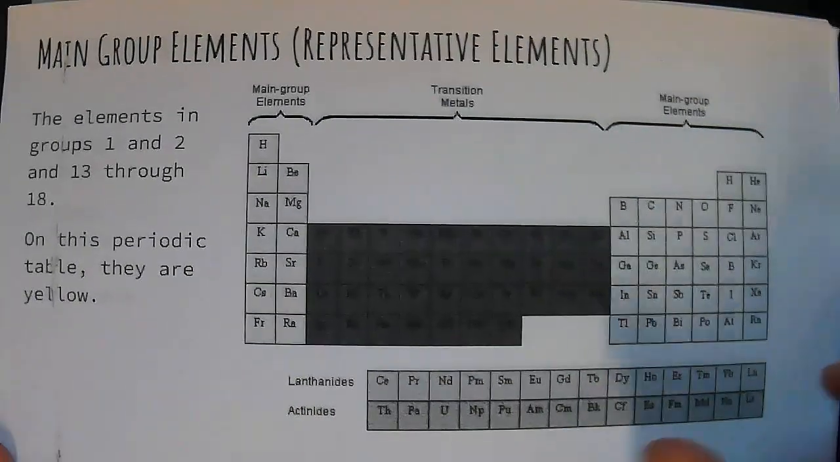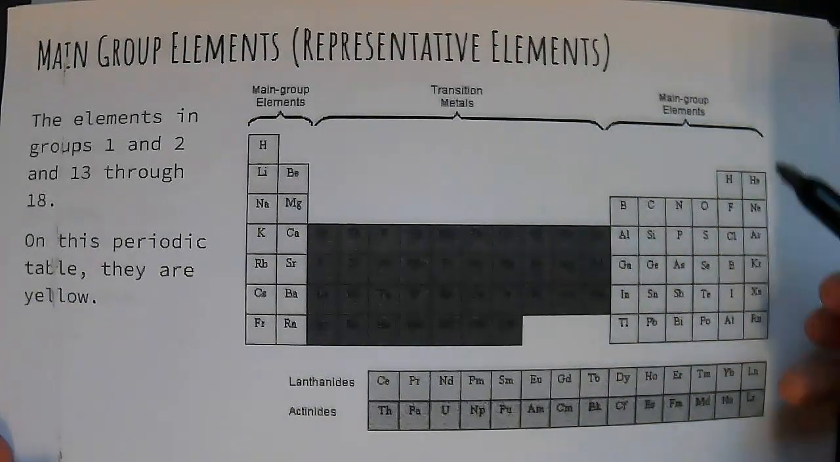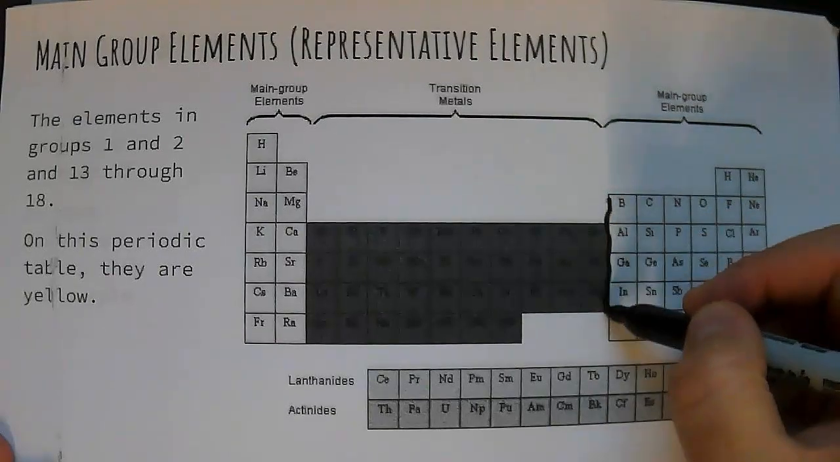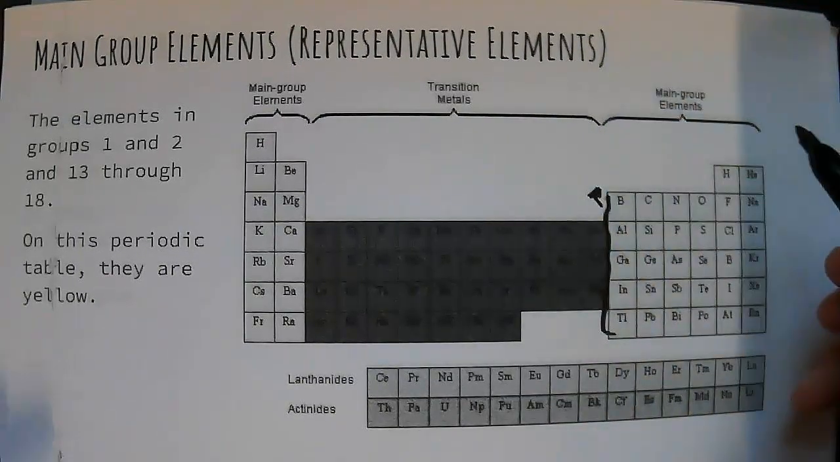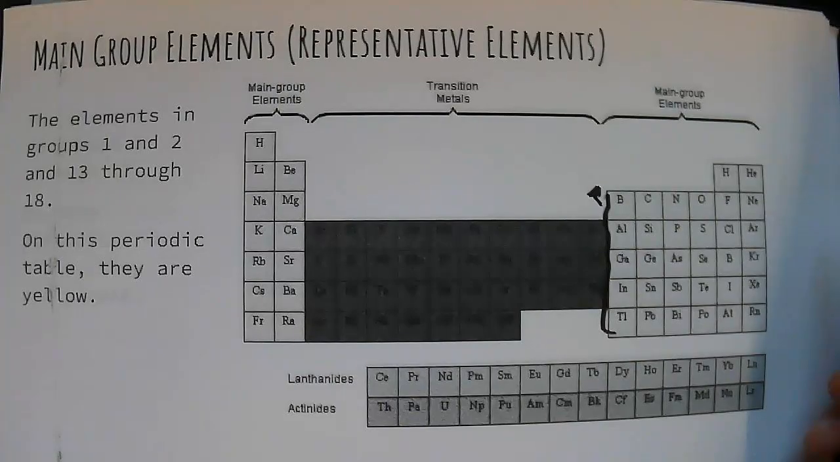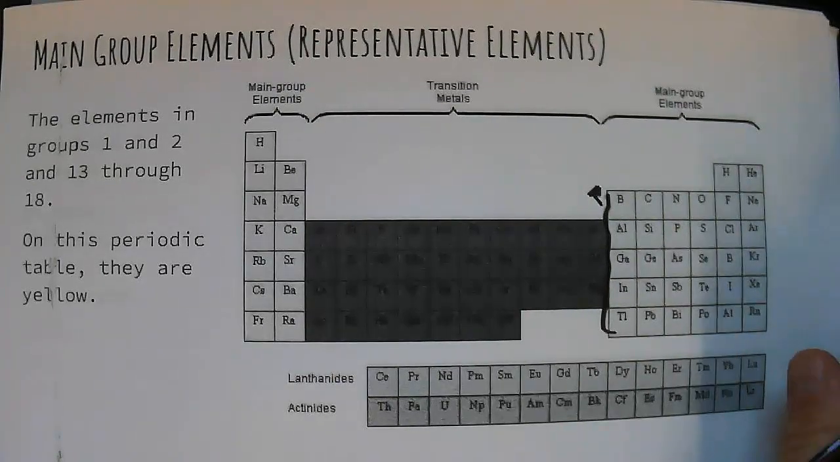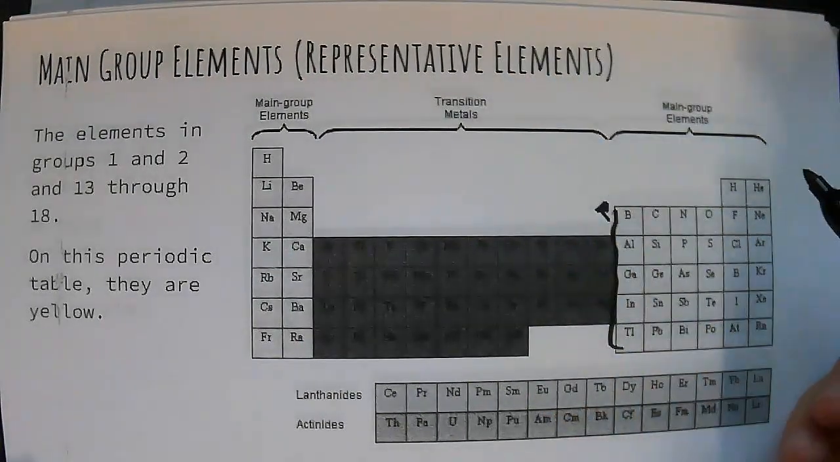Okay, now this is a weird periodic table. I don't know why there's a printed periodic table that did this. This is all shifted. This should be up 1. But fortunately, it doesn't change what we have here.